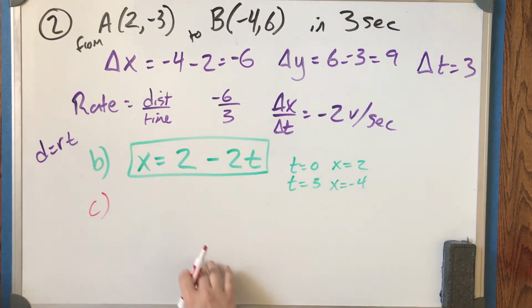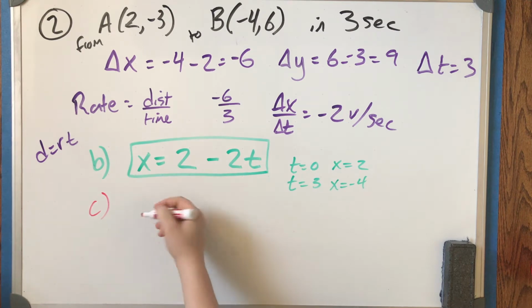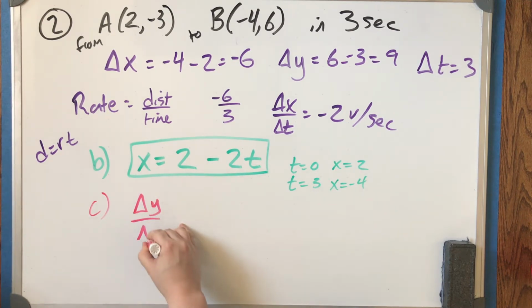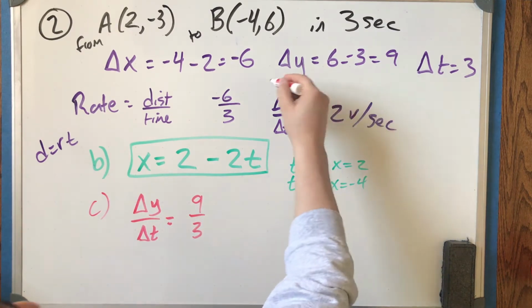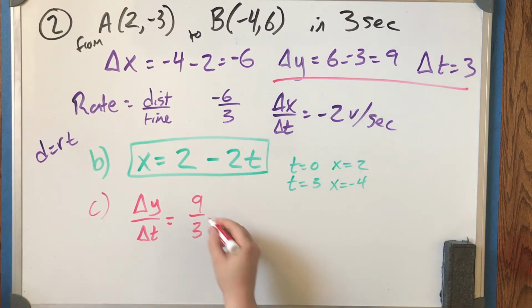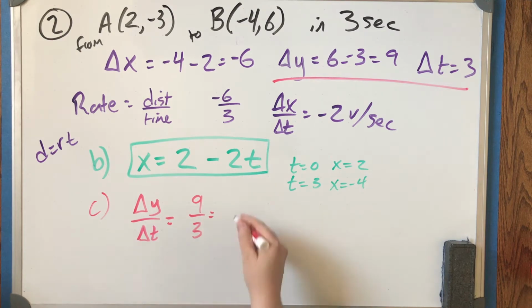C is very similar to what A is all about, except this time it's vertical motion. So I'm going to do the change in the y value over the change in time, which is going to be 9 over 3 from up here. And so I know that the rate of change for the vertical motion is just going to be 3.